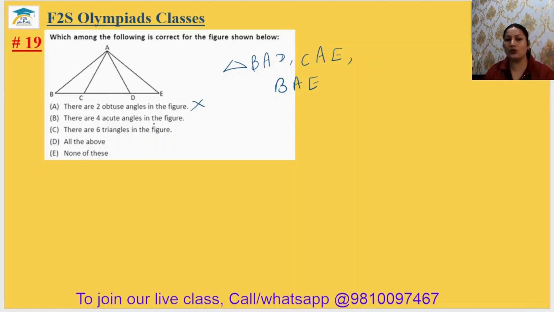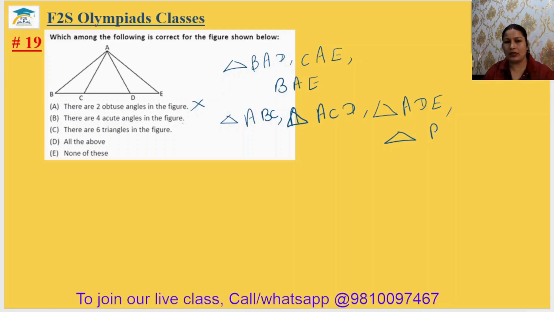There are 4 acute angle triangles in the figure. So triangle ABC, triangle ACD, triangle ADE, triangle BAD. It is no, but BAD can be obtuse. It is not. So 3 triangles are there. 3 only. Not possible.